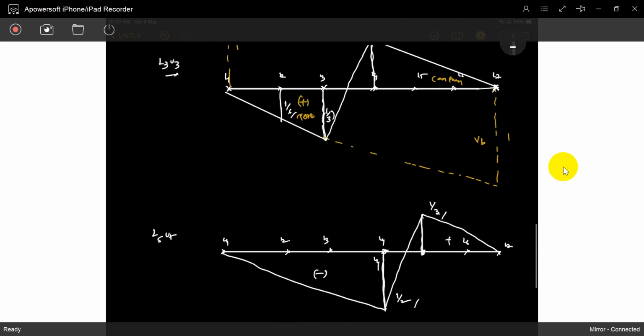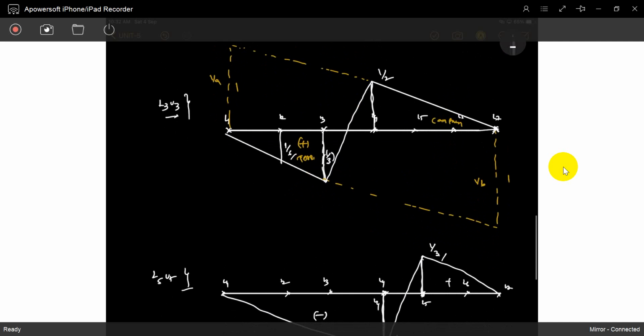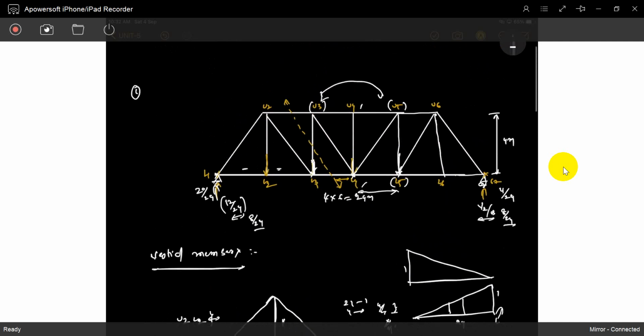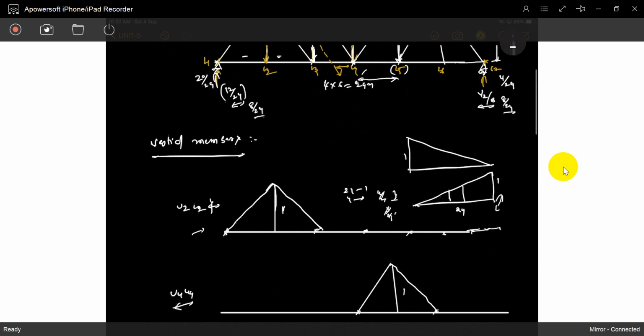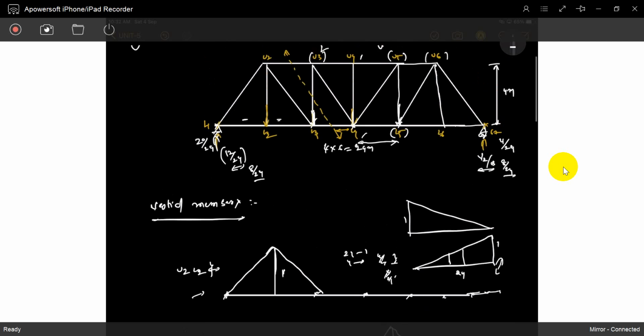So exactly, shifting from L4 to L5, the same VA and VB. No other things are required. So L3 U3 you got it, L5 U5 you got it. U2 L2 we already wrote down, U4 L4 we already wrote down. Compare with U6 L6, it is also the same thing.